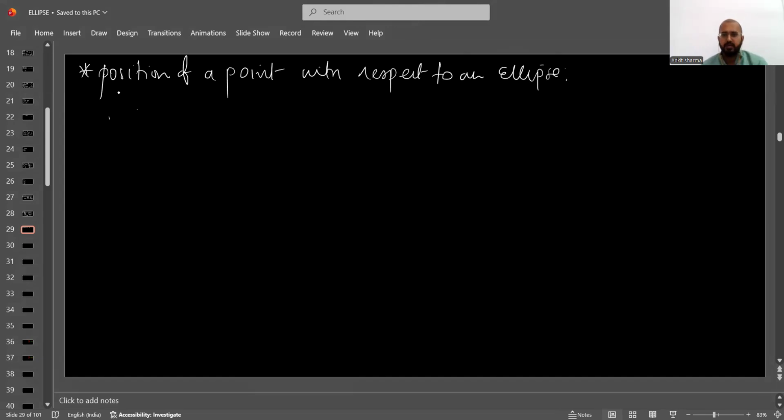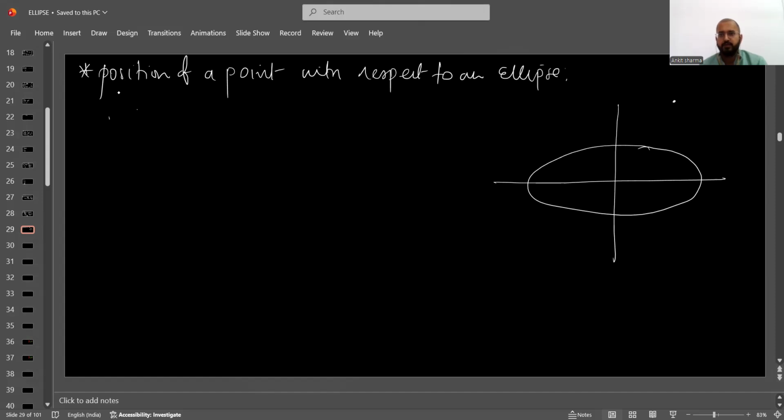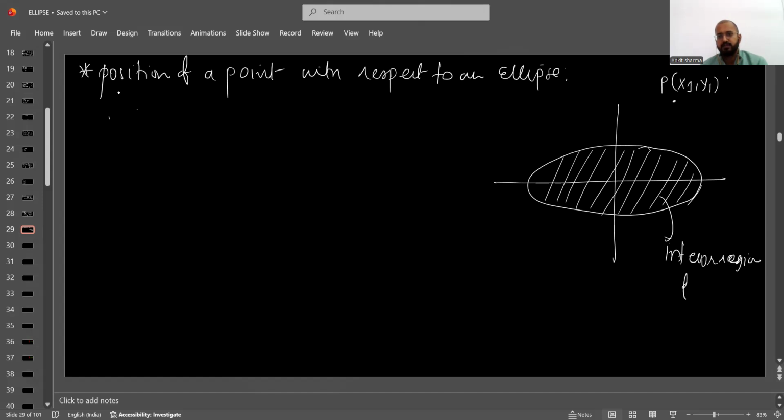So for example, here I have an ellipse and I also have a point right here. Imagine that this is my point P, say x1, y1. First of all, we need to know that if I have an ellipse, then this region is called the interior region of the ellipse. And this right here is called the exterior region. So if I take this point outside, we need to get the condition.